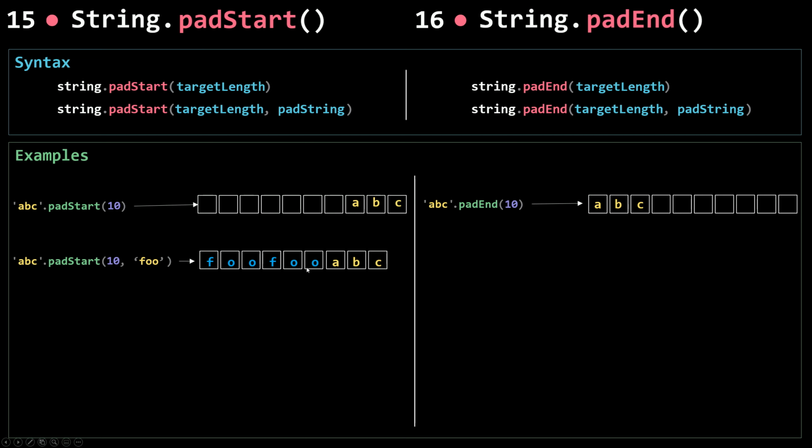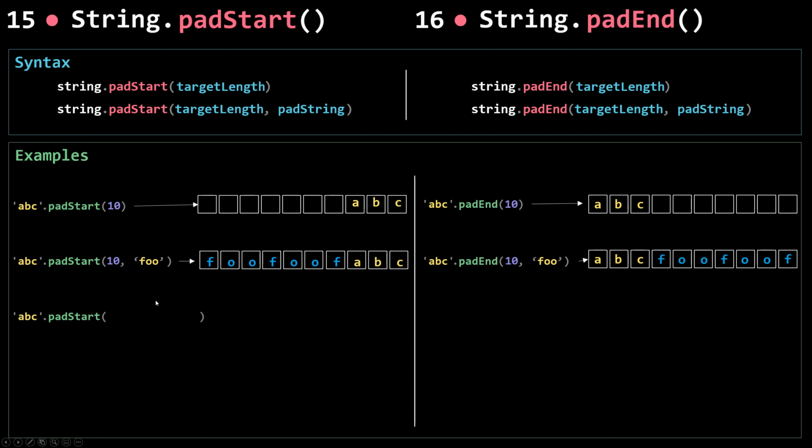and now my string here reached 9 for the length, so we still have just one character to reach the target length 10. So in this case, we're just going to pad the string here with the first character of padString, which is F, and that's the resultant string. Now the same thing goes for padEnd. I'm going to use the same arguments here. So this time it will be padded from the end.